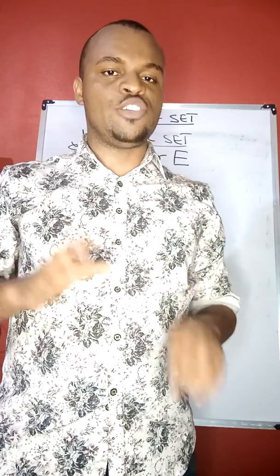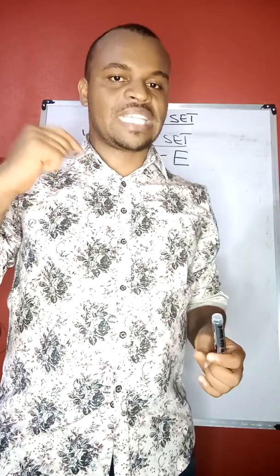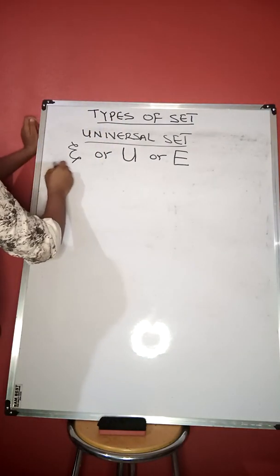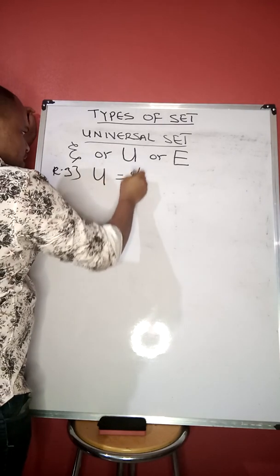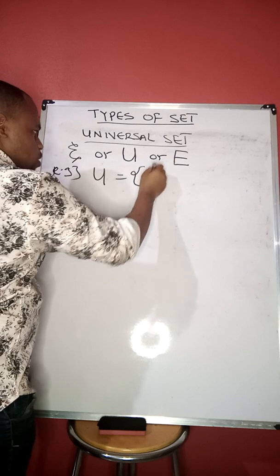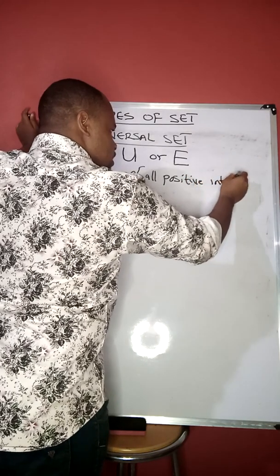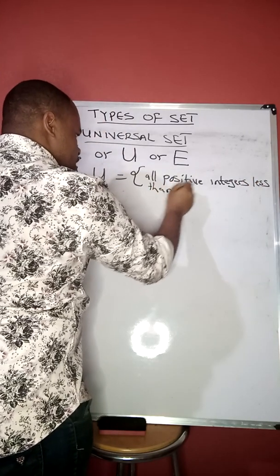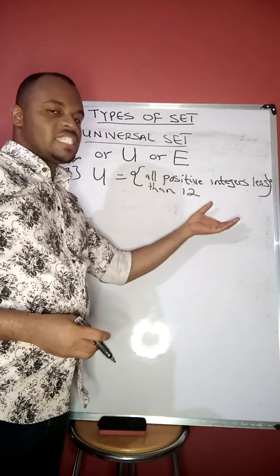Once you've been given a universal set, they might not necessarily put a restriction on your other sets, but your mind should tell you that from those other sets, you cannot have a number that is outside your universal set. For example, if I am told that my universal set is all positive integers less than 12. They've defined my universal set to be a set of all positive integers less than 12.